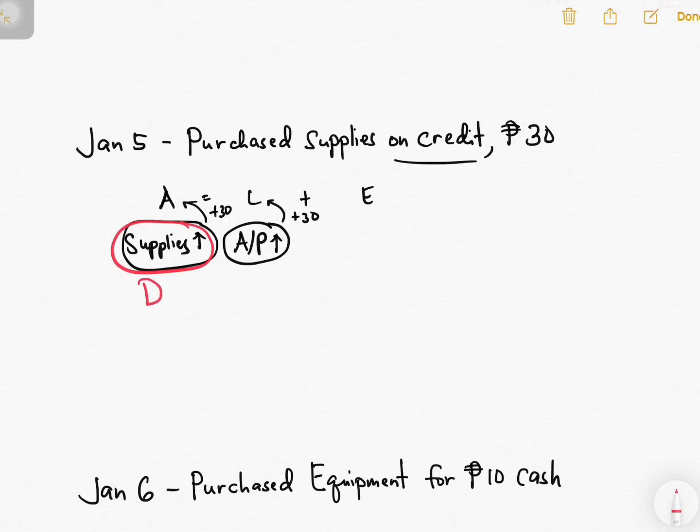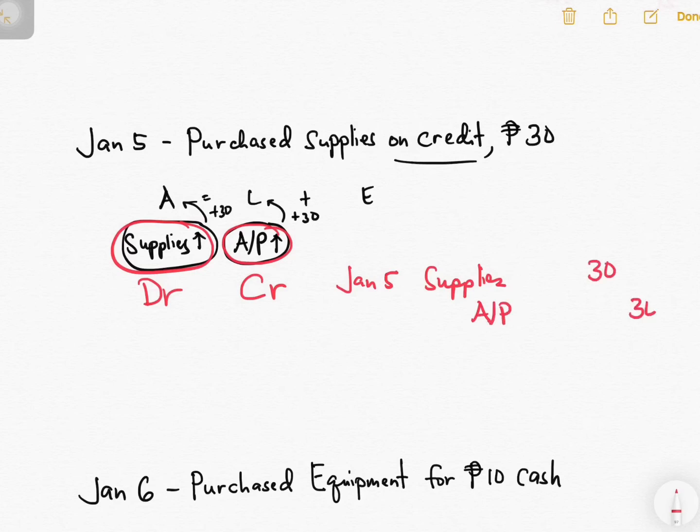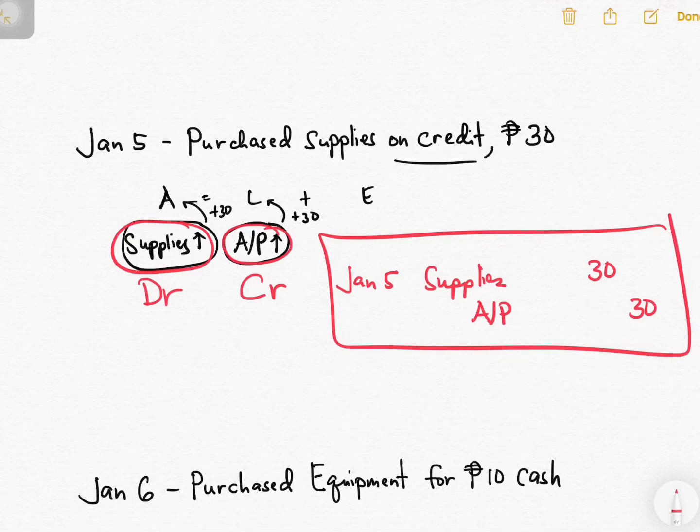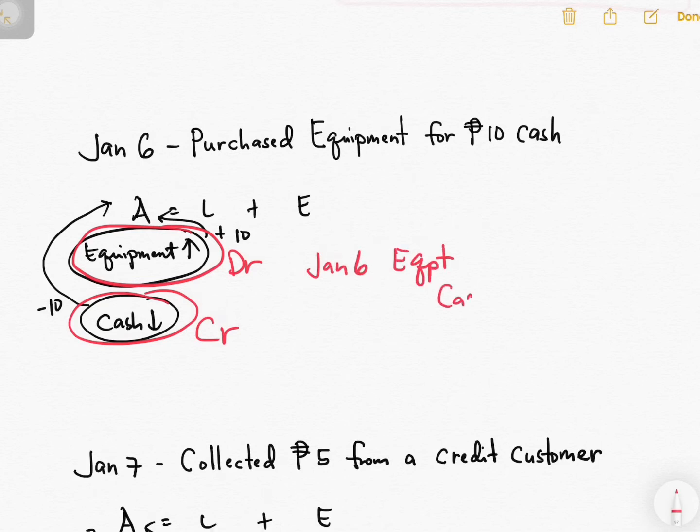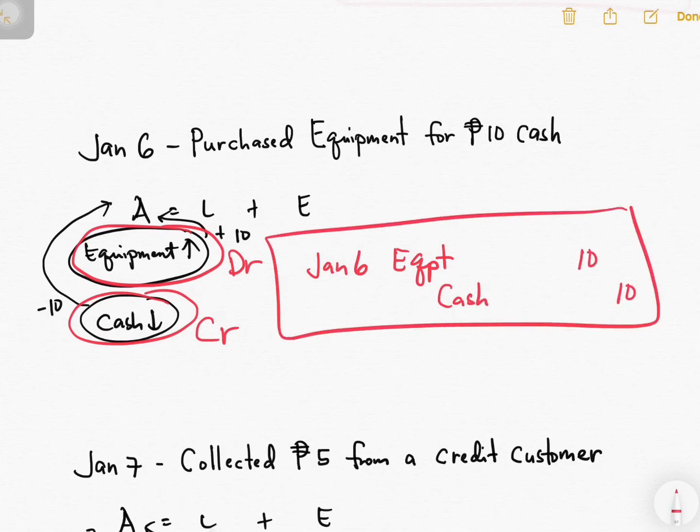Supplies increase, so that's debit. Accounts payable increase, that's credit. So your entry is debit supplies, credit accounts payable. How much? 30. This is your journal entry. Next, for this one, equipment increase. So asset increase is debit. This is another asset but it decreased. So credit. So in your journal entry, January 6, debit equipment, credit cash, 10. That's it. Next.